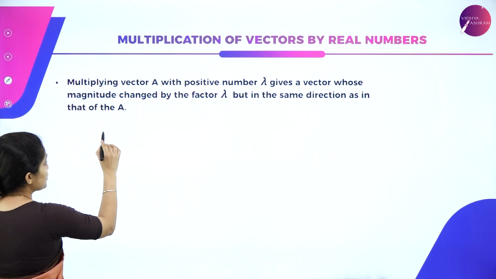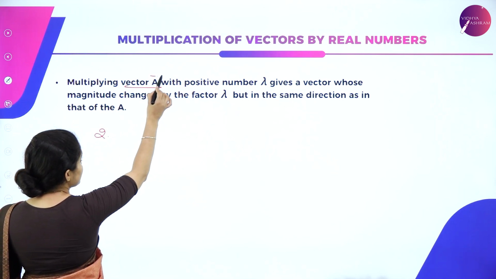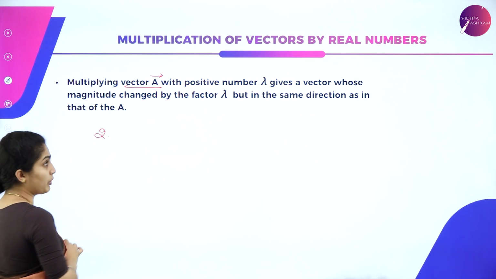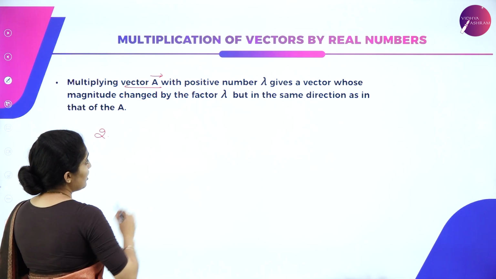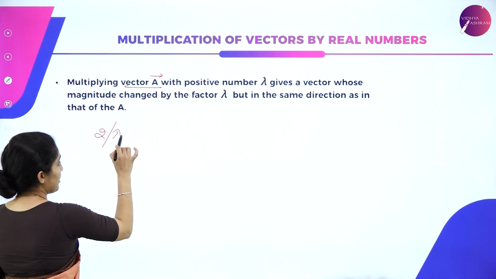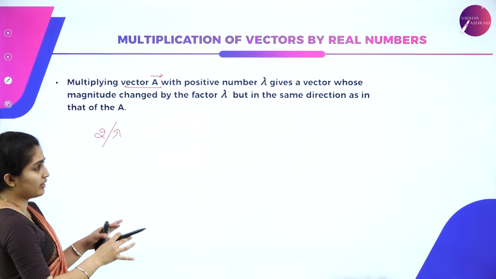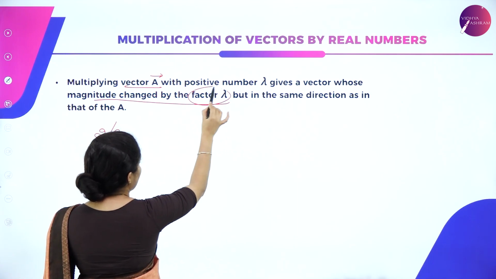Suppose 2 is a real number, so you have a vector A, which we usually mention, with a positive number lambda. Here I have considered 2, and there they have considered lambda. It can be either of the two. Any real number gives a vector whose magnitude is changed by the factor lambda.